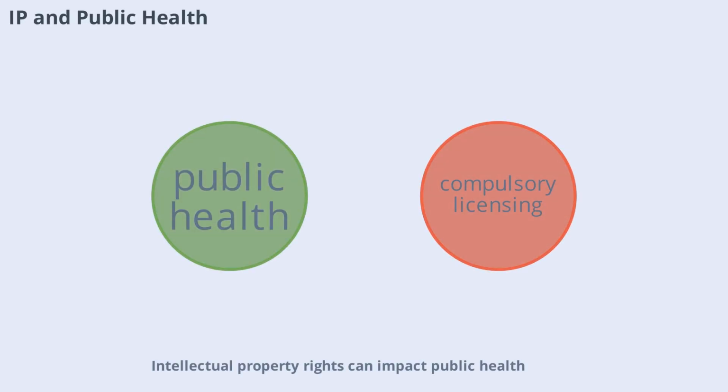Intellectual property rights can impact public health, especially in the area of pharmaceuticals. Patents on medicines can make life-saving drugs more expensive and less accessible in some countries. International agreements like TRIPS include provisions for compulsory licensing, allowing governments to authorize the production of generic medicines in certain cases. Balancing IP protection with public health needs is a complex but important issue.